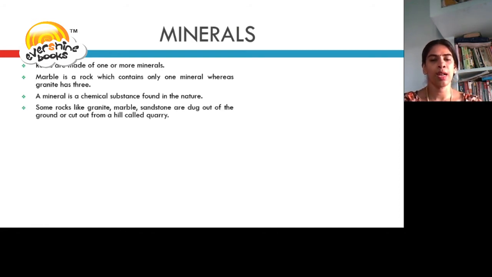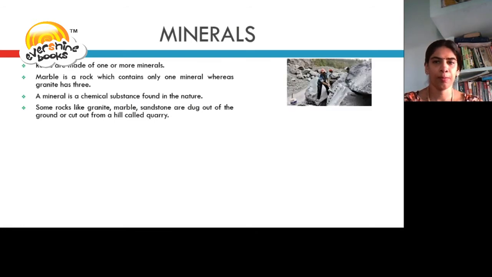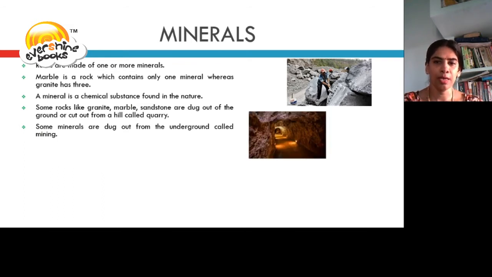Some rocks like granite, marble, and sandstone are dug out of the ground or cut out from a hill, called quarrying. Some minerals are dug out from underground, called mining. A direct deep hole is made in the ground and then a tunnel is made in the side to reach the mineral.